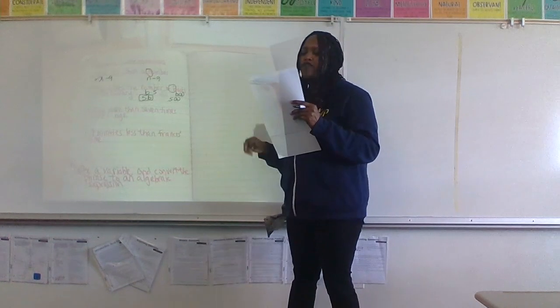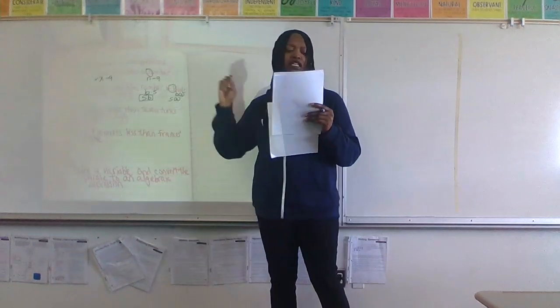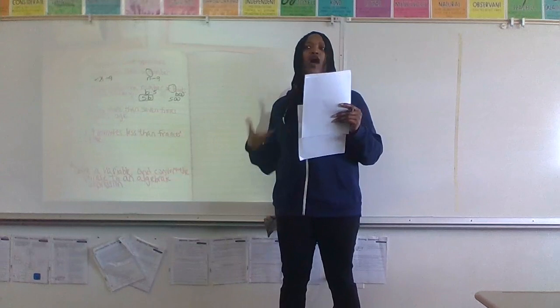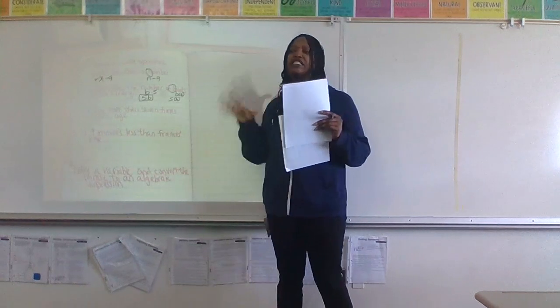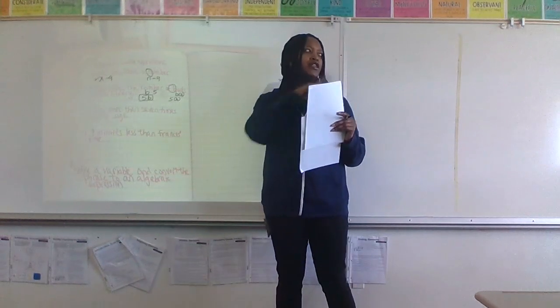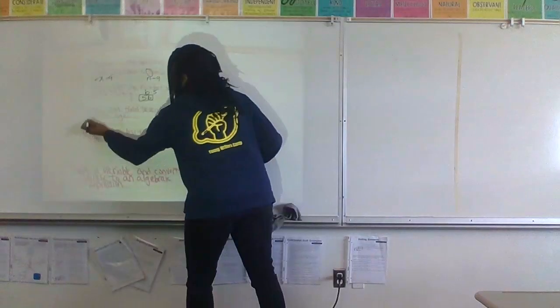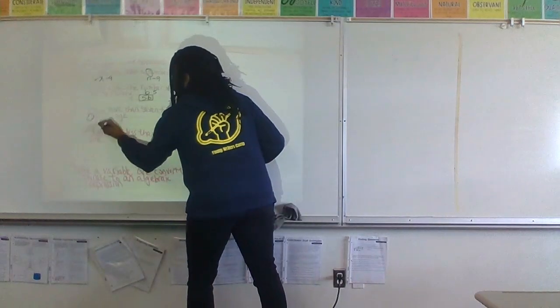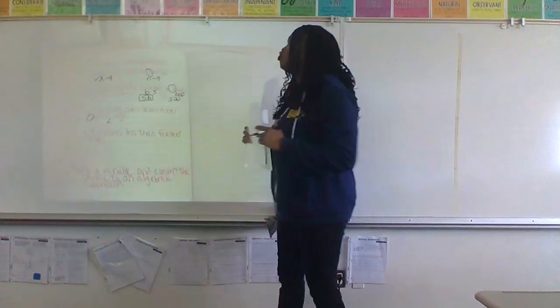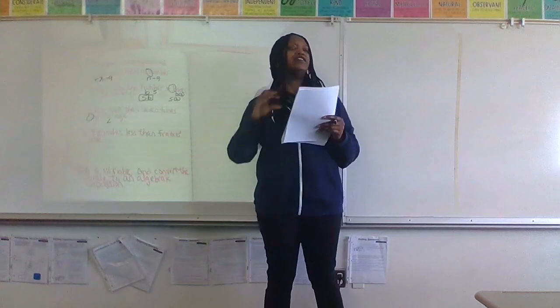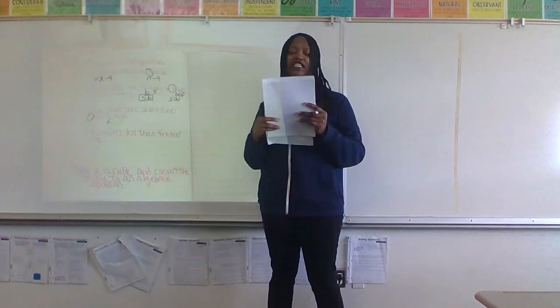2 more than 7 times Lynn's age. What could be my variable for Lynn's age? Let me get a new person. Zach? L. Okay, I can use L because we're talking about Lynn. So I'm going to use L. Now it says 2 more than 7 times Lynn's age.